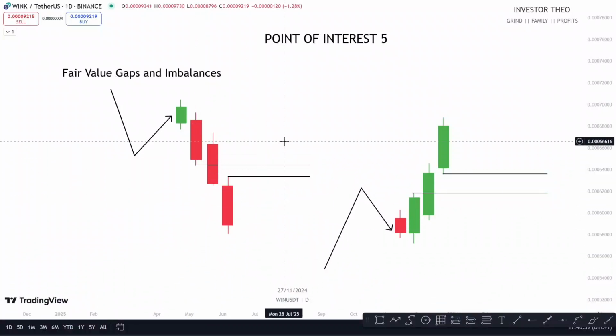In today's video, we're going straight to understand the concept of fair value gaps and imbalances. And we'll be learning this under the series of technical analysis and the sub-series of points of interest. So this is point of interest 5.